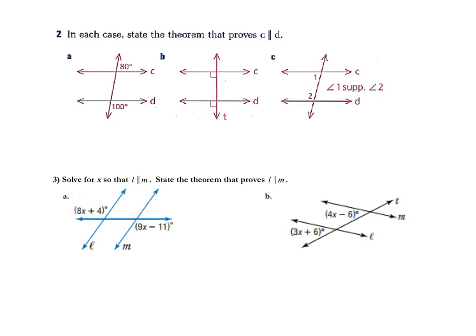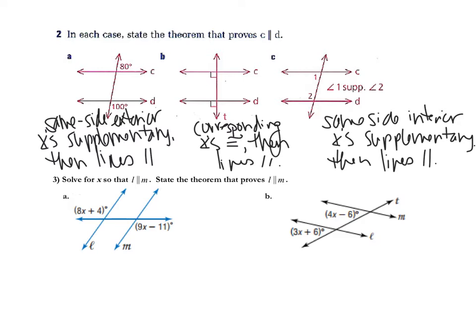What I want you to do is try number 2 on your own and then check your work. So pause the video and then check your work. Okay, so here's what we should have gotten. Same side exterior angles are supplementary, therefore the lines are parallel. So 80 plus 100, they're same side exterior angles, they are supplementary. Then remember that right angles mean 90 degrees, so that would be congruent. So corresponding angles congruent, therefore lines are parallel. And then finally, it says angle 1 is supplementary to angle 2. These are same side interior angles. They are supplementary, therefore the lines are parallel.